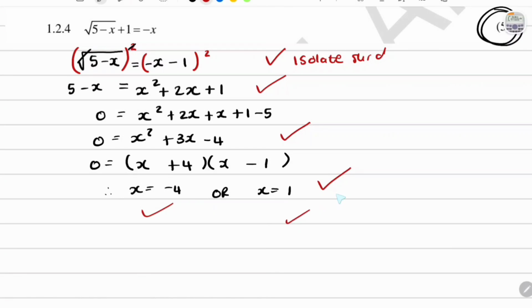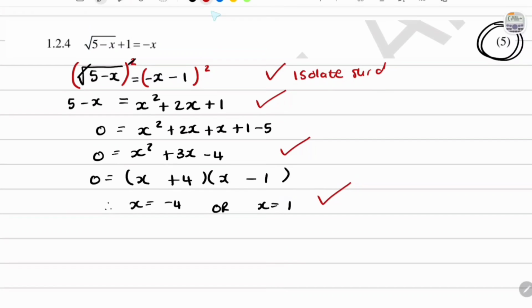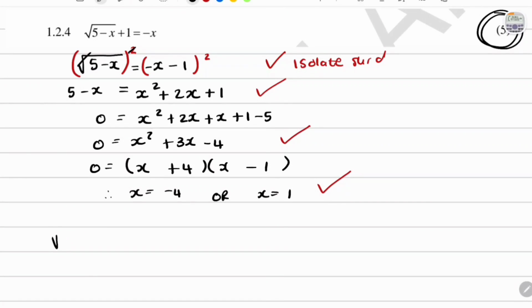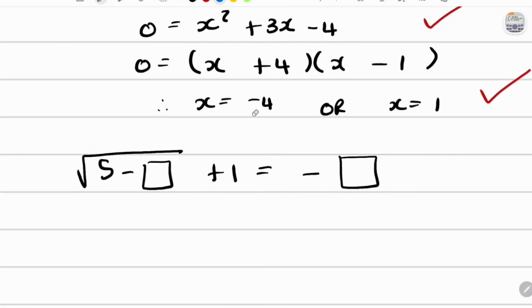Sometimes they're both correct, and that's fine. Sometimes one is correct, the other is not. And sometimes they're both not even correct, because there are some equations that have no real values. Okay, so we're going to go ahead and check that these are the correct answers. So I just take my equation, which was that 5 minus x, I'm just leaving that blank, plus 1 must be equal to negative x. And I'm going to substitute my first solution, which is negative 4, and it needs to balance out.